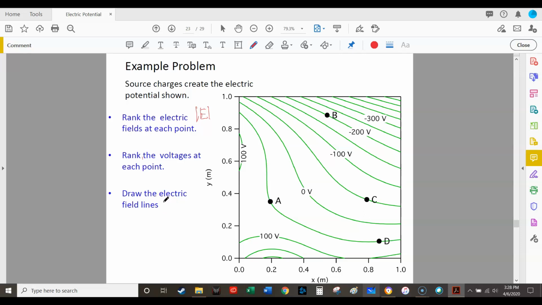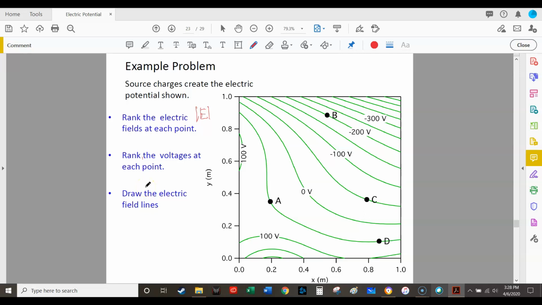So please try all of these tasks on your own. And just keep in mind that the electric field lines are going to always be perpendicular to the voltage lines. And what we're looking at is voltage lines, equipotential lines. I want you to go ahead and figure out what the voltage is at each one of these points and rank them from highest to lowest. Rank the strength of the electric field at each one of these points from strongest to weakest, and then draw electric field lines through each one of these points. Please do so now and pause the video.